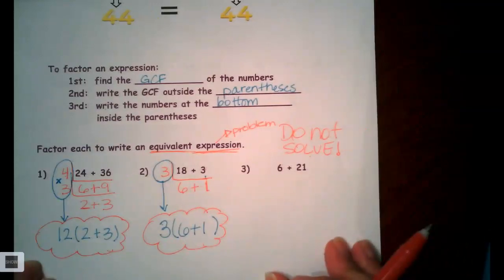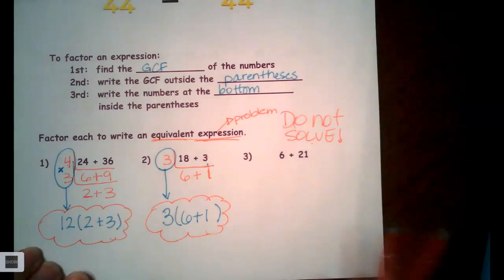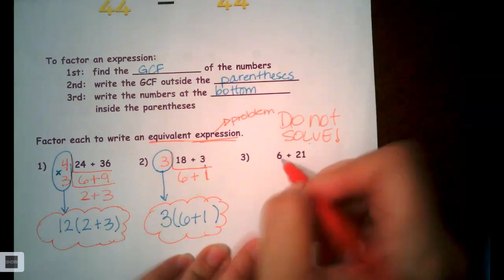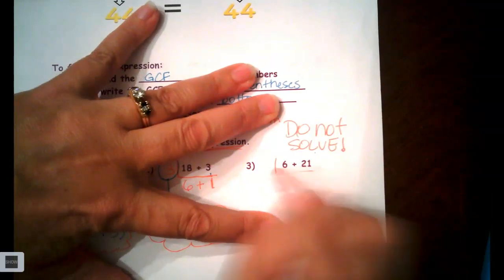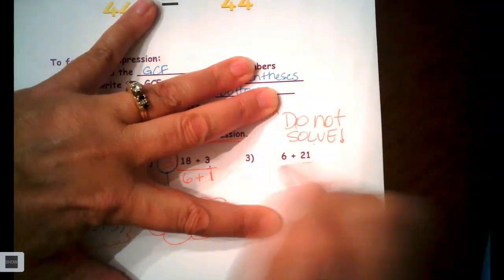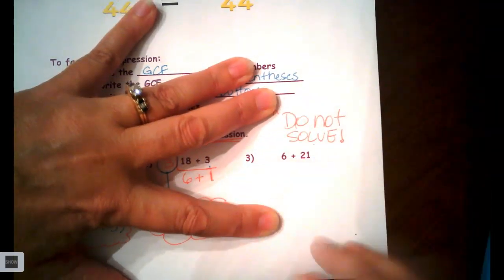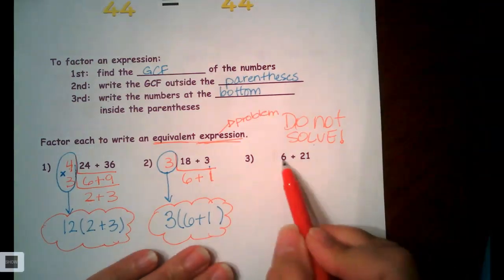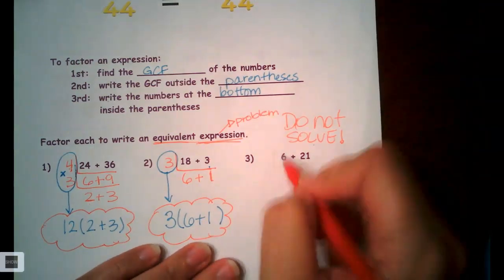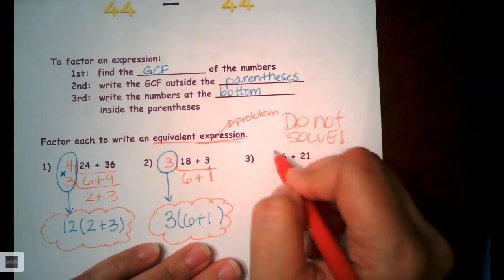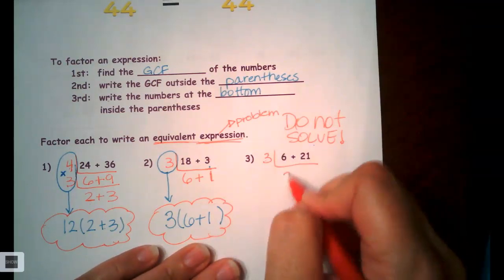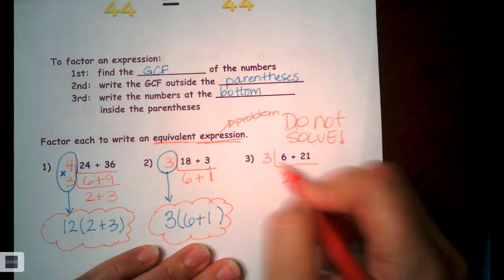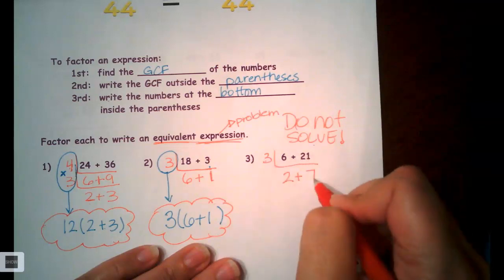All right, let's try one more together. We have 6 plus 21. Put them both in the bobsled and ask ourselves what goes into 6 and 21. Well, 2 goes into 6 but not 21. 3 goes into 6 and 21, so that is what we're going to use. 3 goes into 6 twice. Bring down a plus. 3 into 21 is 7.